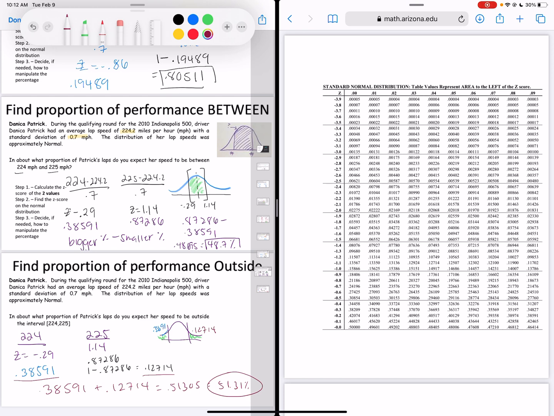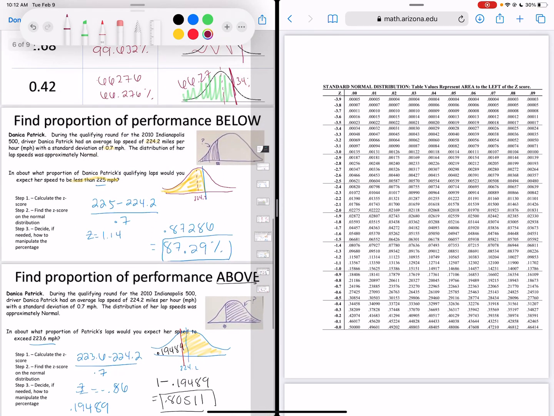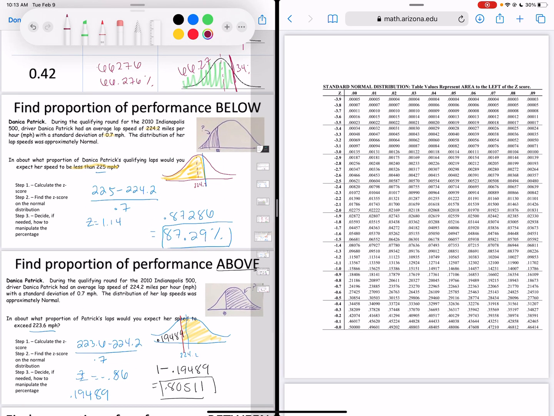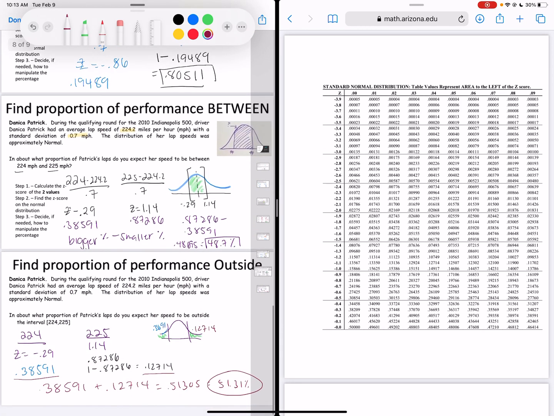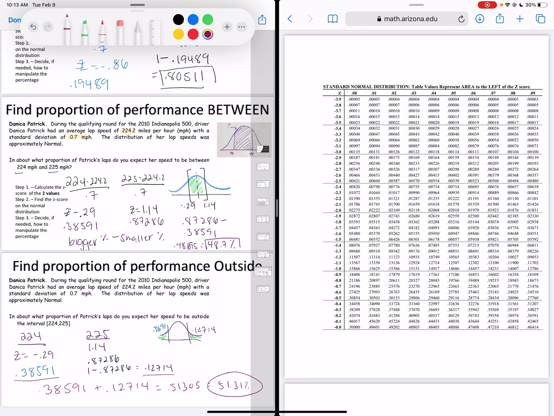So make sure that you guys know how to use this normal distribution table. Make sure that you know how to calculate a z-score and then what kind of manipulation. So those last two videos that we looked at, you need to know how to find the percent below, the percent above, the percent between two values, and the percent outside. And you use the same kind of manipulation each time.